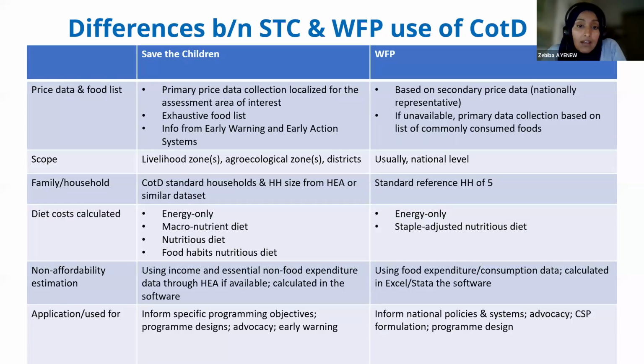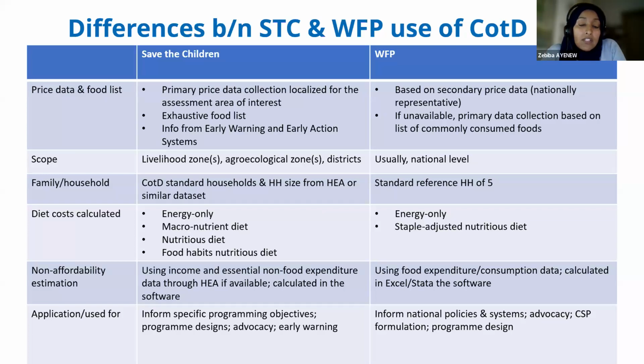So for price data and food list in the fill the nutrient gap approach, I mentioned we prioritize the use of secondary data, usually nationally representative. But if it's not available, then we resort to primary data collection, whereas the Save the Children use of cost of the diet is very localized, focused on the assessment area of interest. They use a very comprehensive, exhaustive food list, and at times also information from early warning and early action systems.